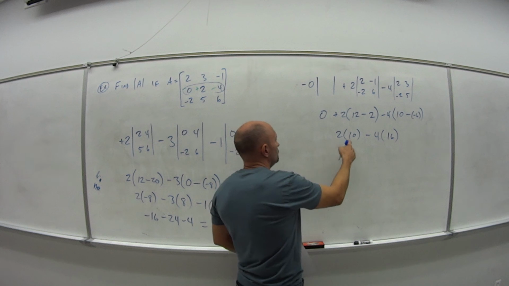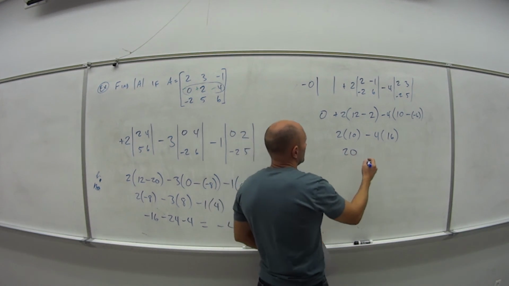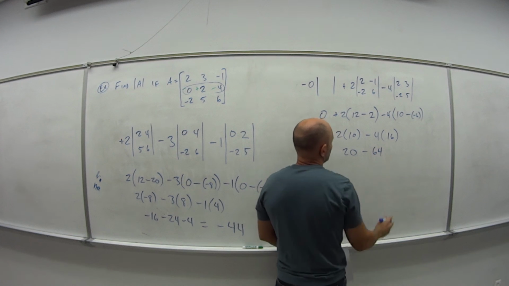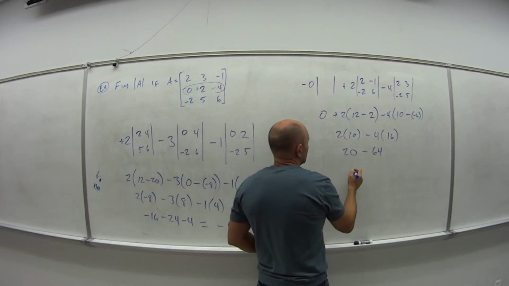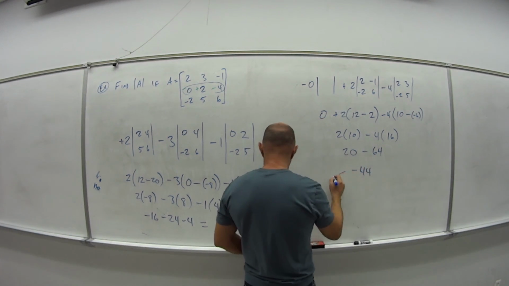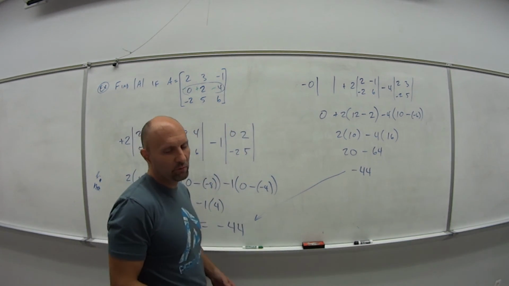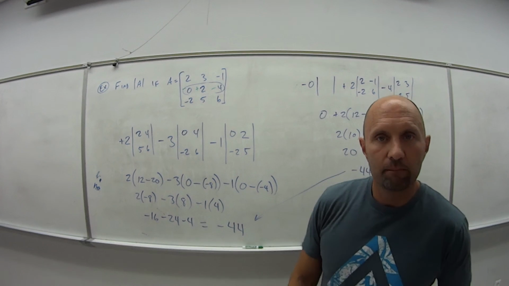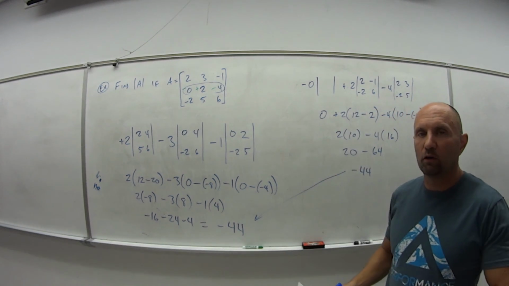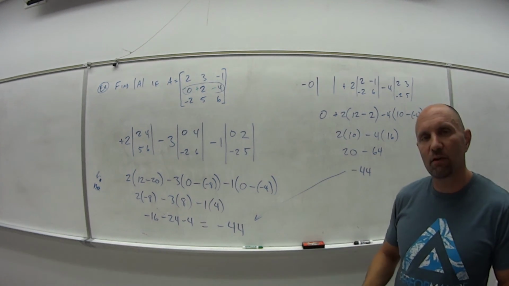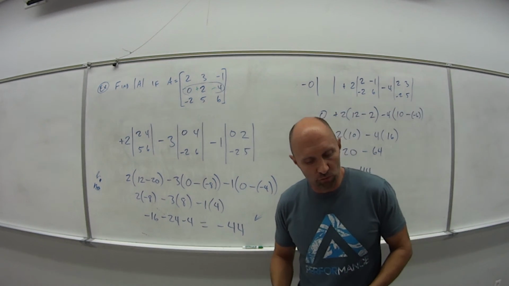So we get what? 2 times 10, 20. Minus 4 times 16 is 64. 20 minus 64, lo and behold, negative 44, the same value that we got when we did it off of row 1. And no matter what row, no matter what column you do your determinant math off of, you're going to get the same values.